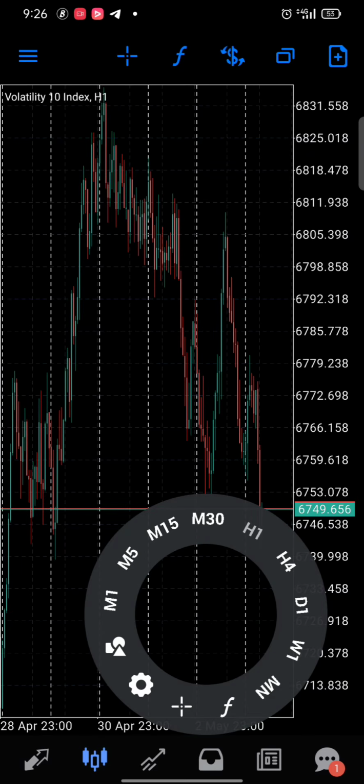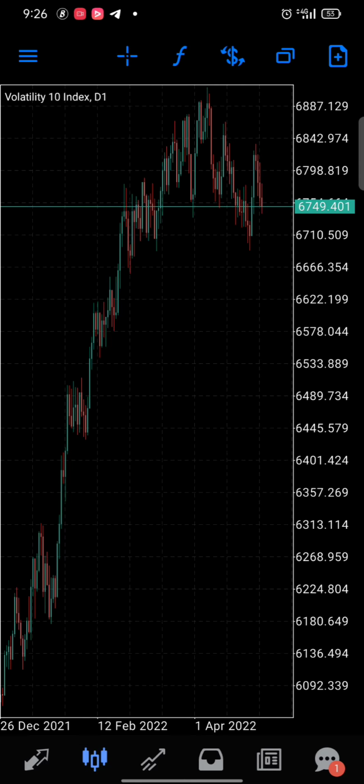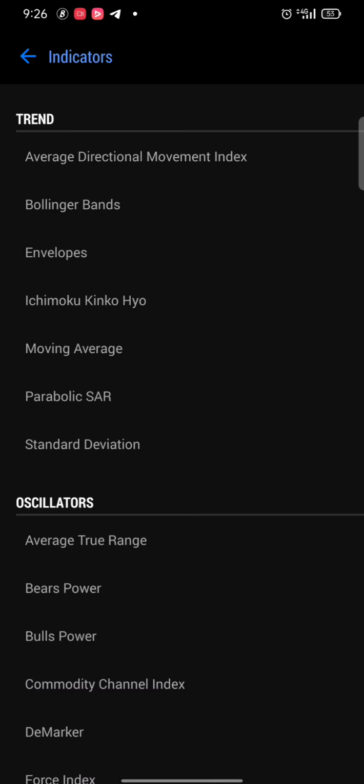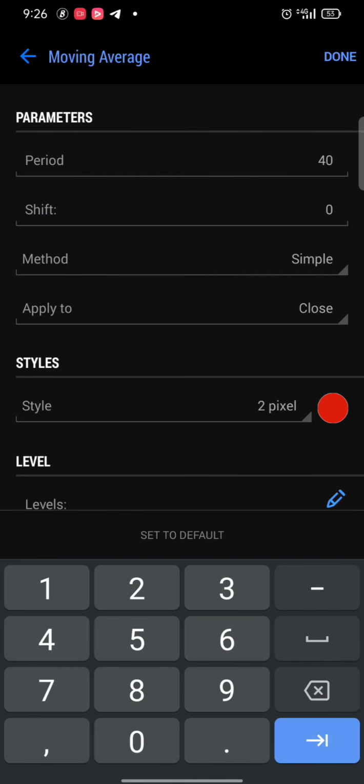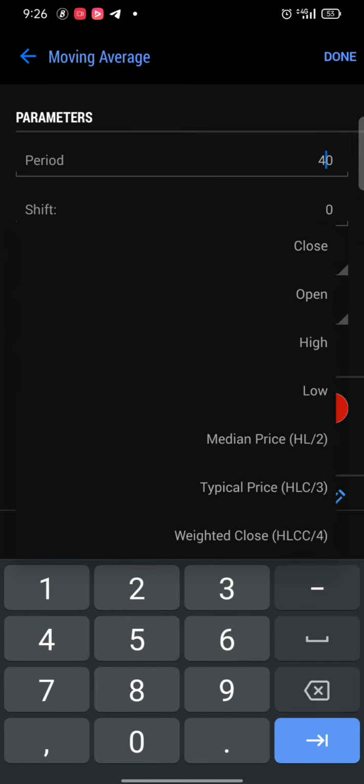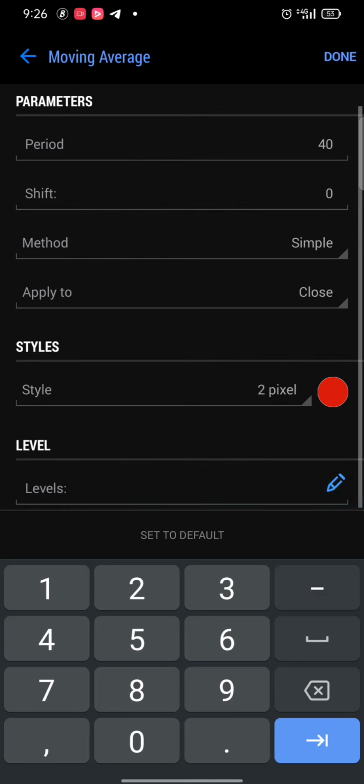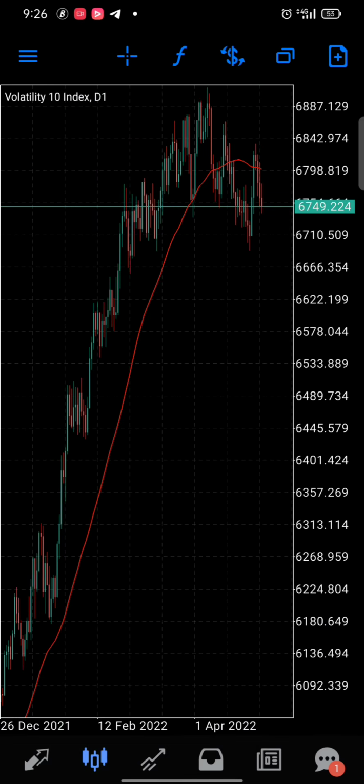Okay, now I'll put this on the daily time frame while I show you the indicators you need. First indicator, you need a moving average. You set it on period 40, then shift 0, method simple, apply to close. The style, make it 2 pixels, use the color red, and you click done. That's just the moving average you need.